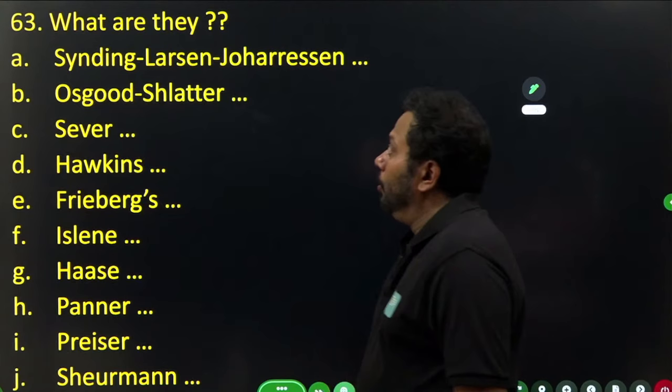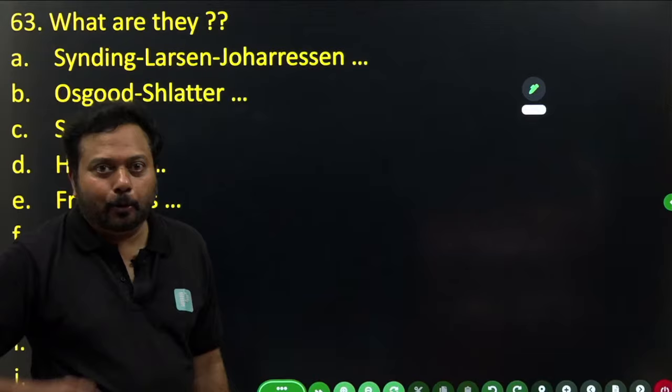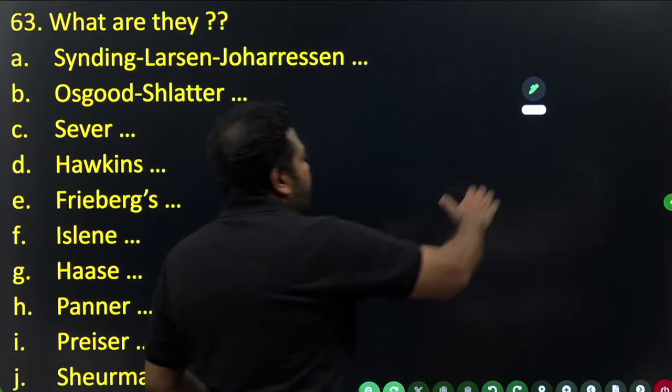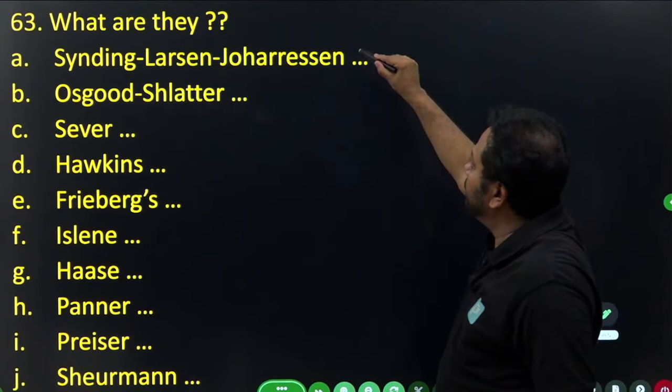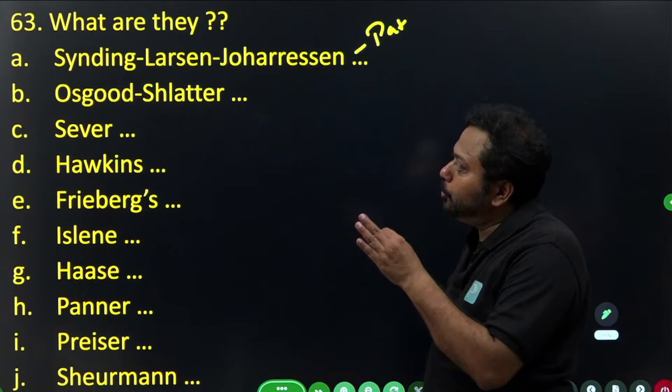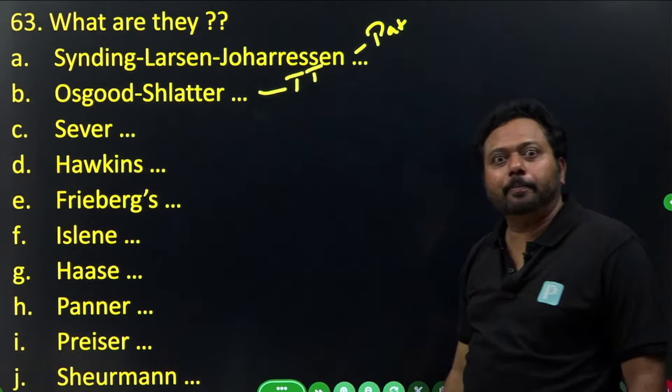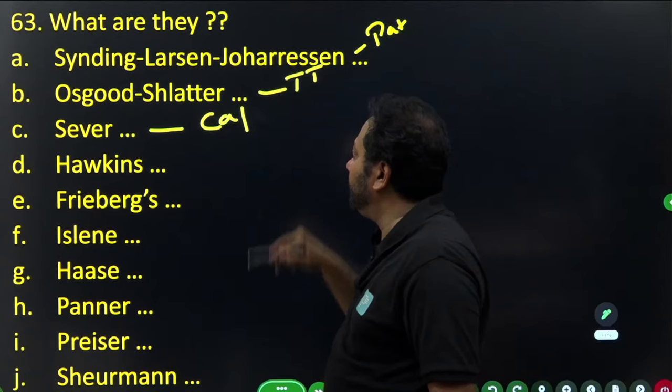What are they? These are osteochondritis, named osteochondritis. Each and every full name I can't write, I will tell you. Sinding-Larsen-Johansson disease is osteochondritis of the patella. Osgood-Schlatter disease is osteochondritis of the tibial tuberosity. Sever's disease is osteochondritis of the calcaneum. Hawkins disease is osteochondritis of the talus.